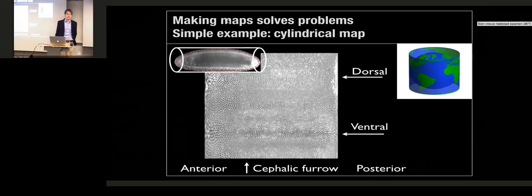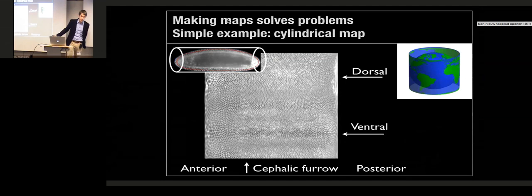And the simplest way to make a map of something sphere-like is to project it onto a cylinder. So here's the example, Earth. And you can do the same thing for a fly embryo, which you see here. And now you get a very clean two-dimensional image that's easy to segment.